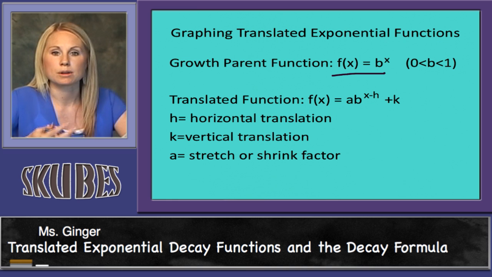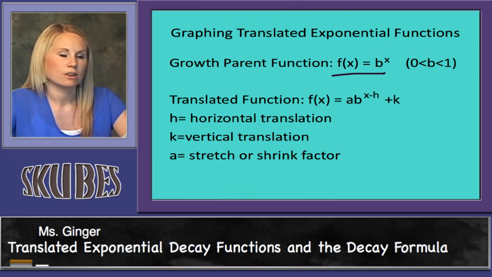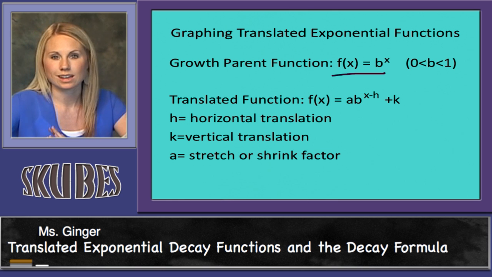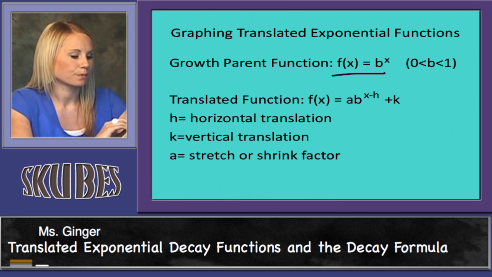f of x equals some number to the x. And you need to know that that b, the base number for a decay function, is always going to be between 0 and 1. So you might see a fraction there or a decimal. It's going to be some number between 0 and 1. And that's your clue that you're looking at a decay function, a decay picture.